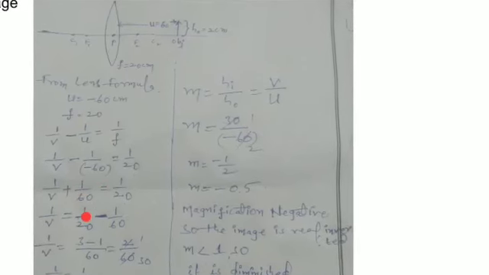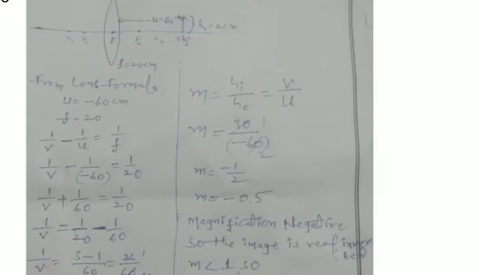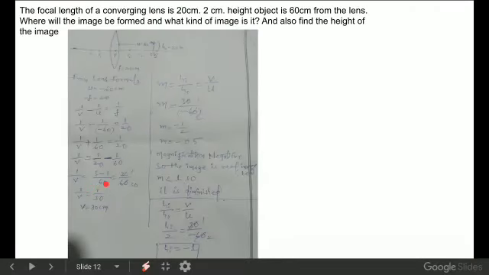Take this plus 1 by 60 to the right, then we will get 1 by V equals 1 by 20 minus 1 by 60, which is 3 minus 1 by 60. After further simplification, we will get image distance 30 centimeters. So where will the image be formed? The image will be formed at a 30 centimeter distance.